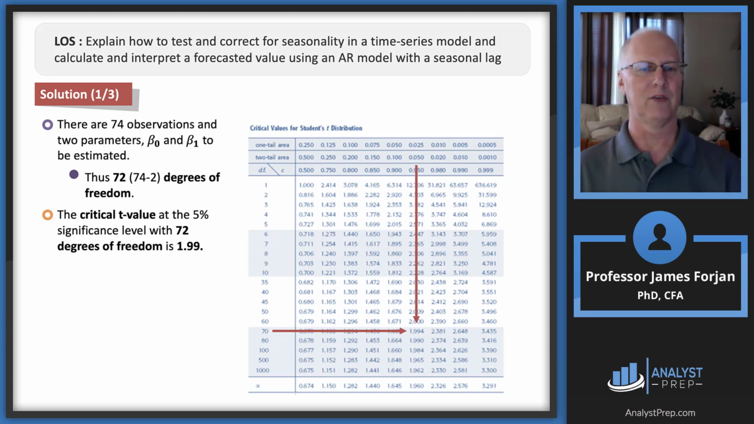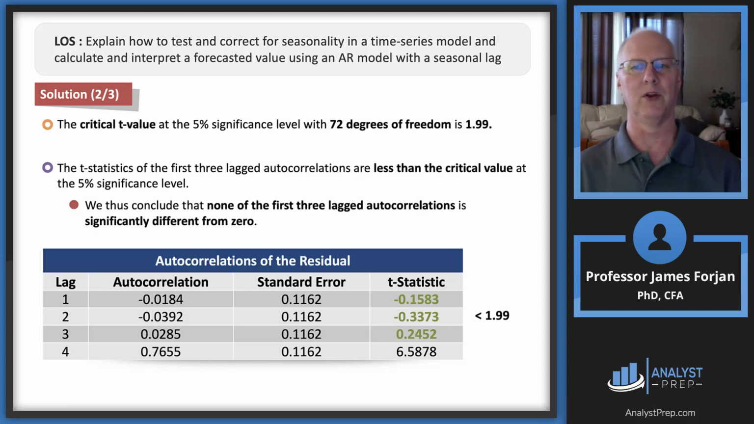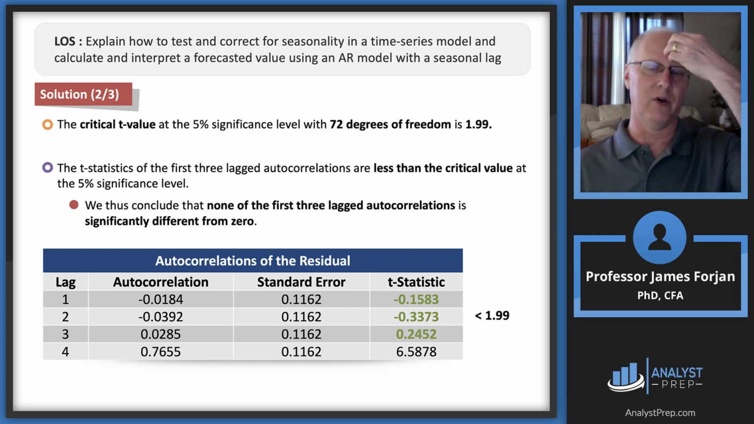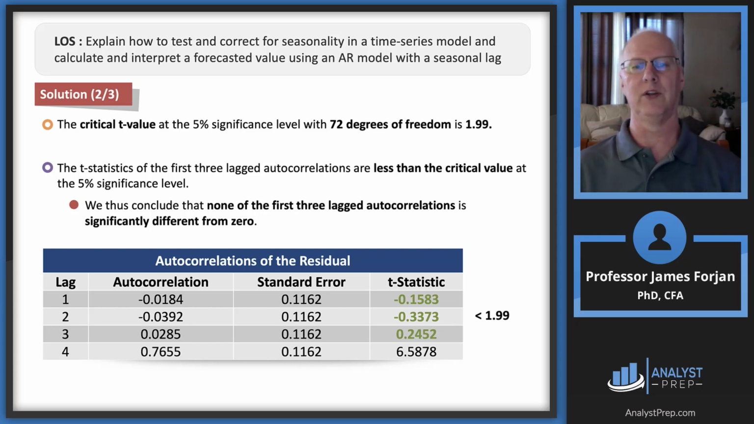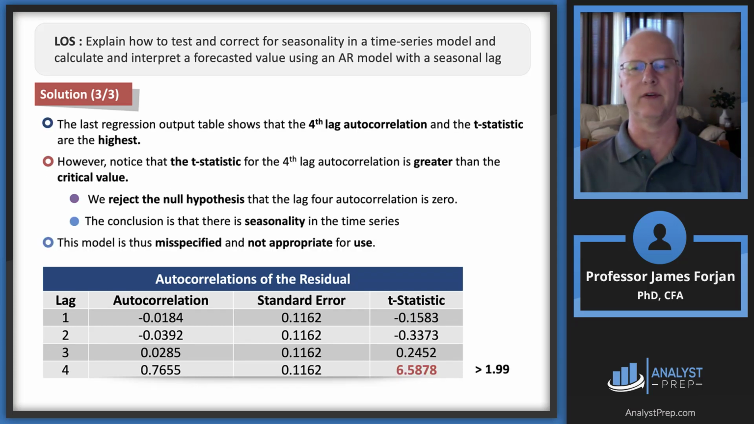All right, so what does that say? Degrees of freedom, that gives us 1.99. So of course, what we're going to do is we're going to say, oh my goodness gracious, right? 6.59 is greater than 1.99, but the first 3 are not. So lag 1 and lag 2 and lag 3. So none of those first 3 lagged autocorrelations is significantly different from 0.